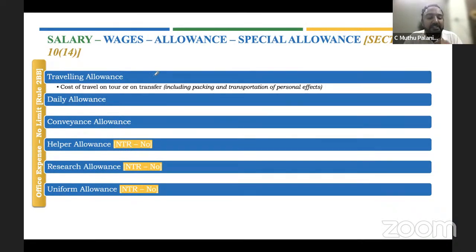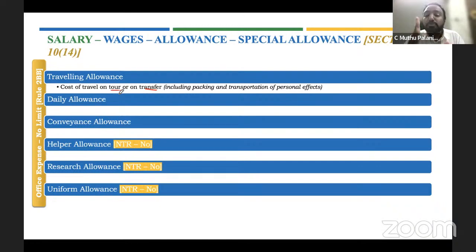When you say traveling allowance, it is not about commuting between office and home. It is about travel on tour. If my client stays in Madurai and I'm traveling from Chennai to Madurai, this travel is office travel. Whatever I'm spending here is for office purposes, so I get it back from the employer. It is not taxable. That is what you call cost of travel on tour or transfer.